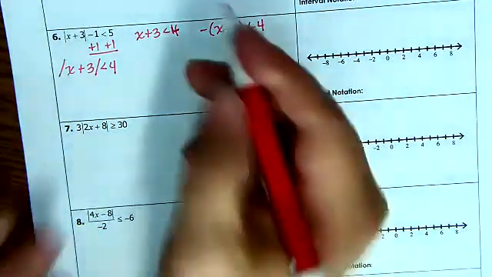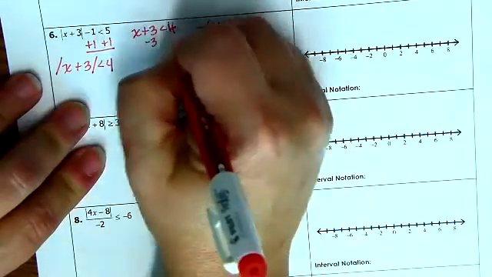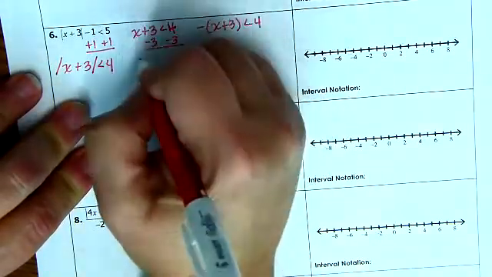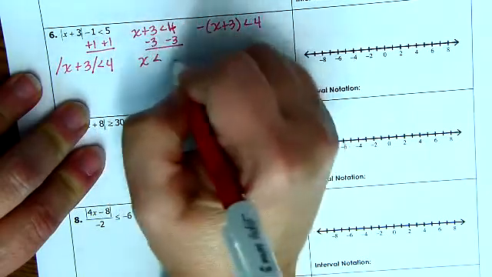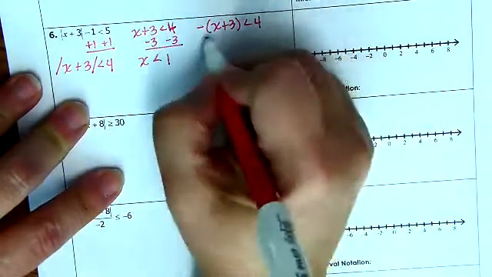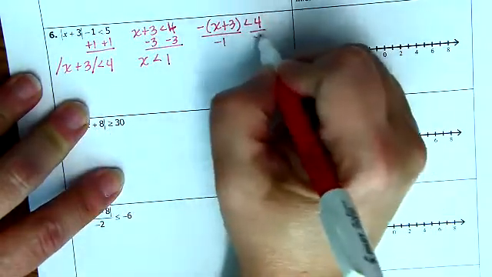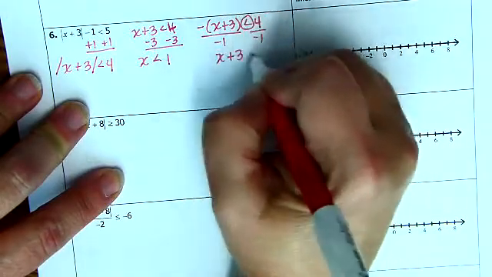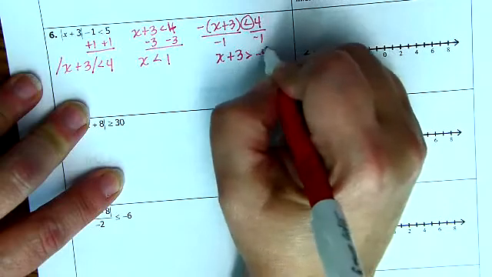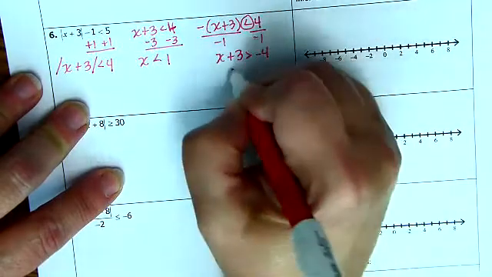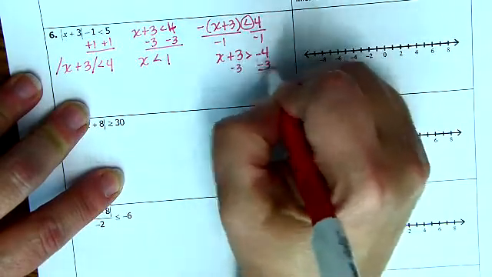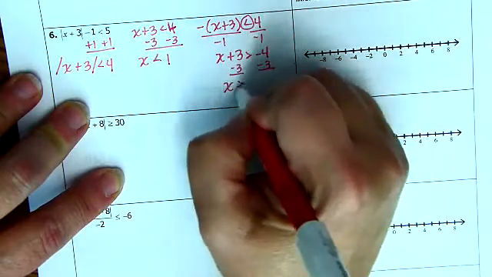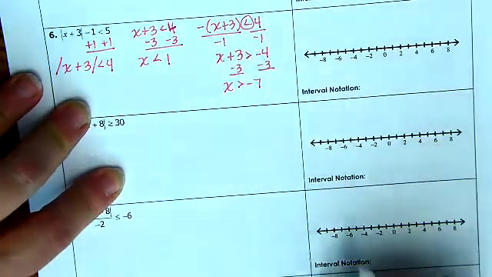And now I solve. Subtract 3, subtract 3. X is less than 1. Divide by the -1. Flip my inequality symbol. So I have x plus 3 is greater than -4. Subtract 3, subtract 3. X is greater than -7.